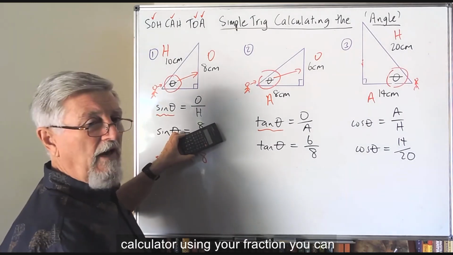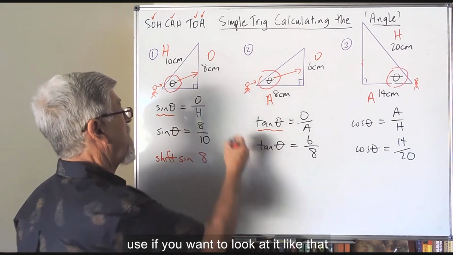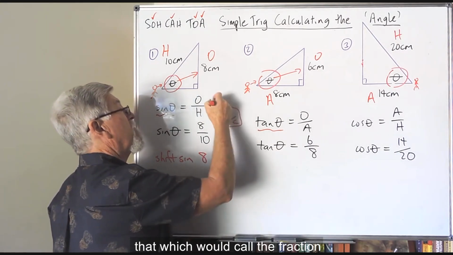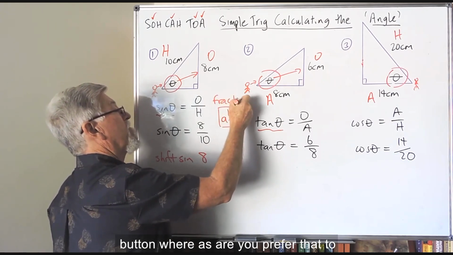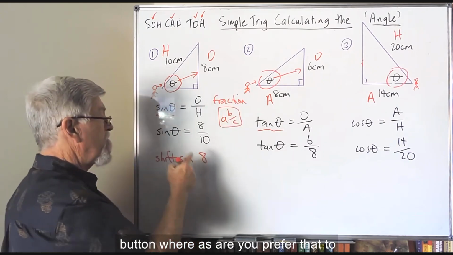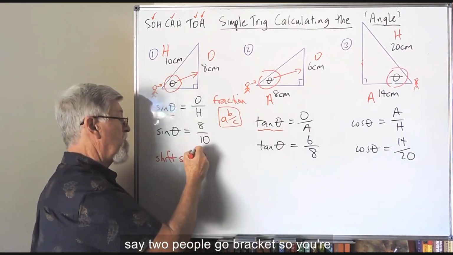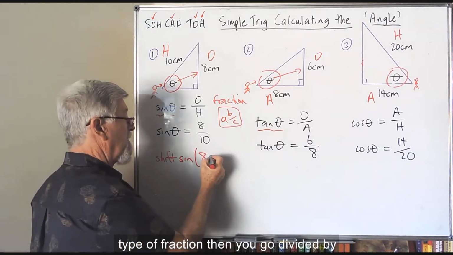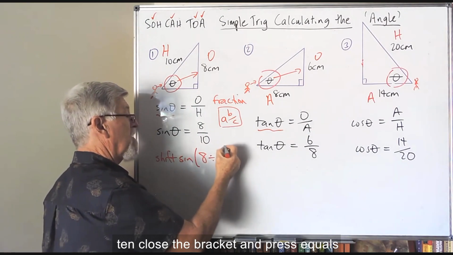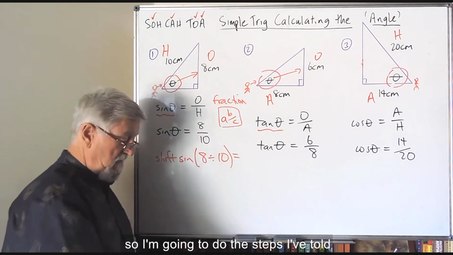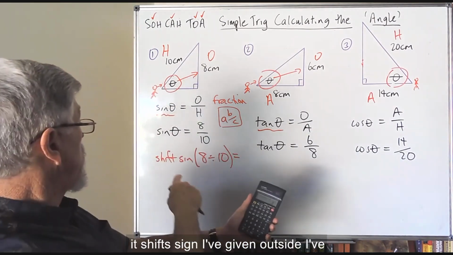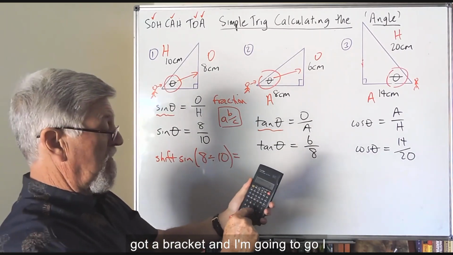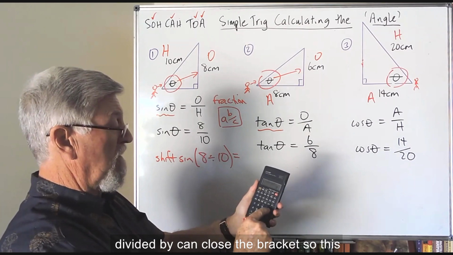So you've got to tell the calculator using a fraction. If you want to look at it later, most calculators have a button like that, which we call the fraction button. Whereas I prefer to say to people, go bracket, so you're telling the calculator you're going to type a fraction, then you can go divide by 10, close the bracket and press equals. So I'm going to do the steps. I've told it shift sine, I've got to now say I've got a bracket, and I'm going to go 8 divided by 10, close the bracket.